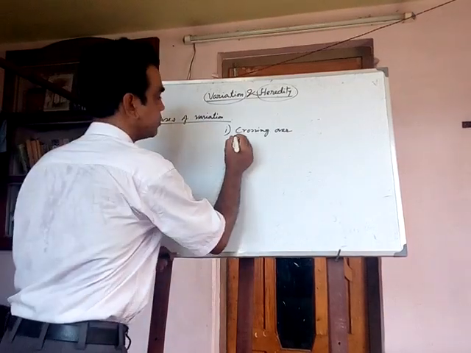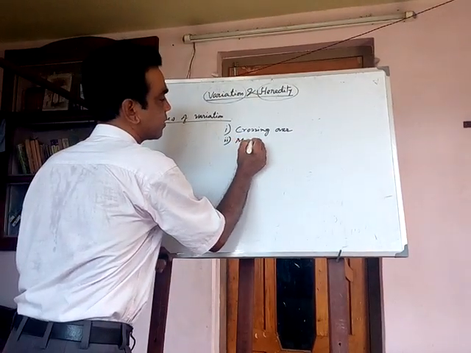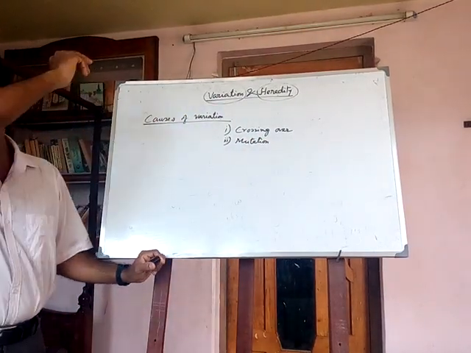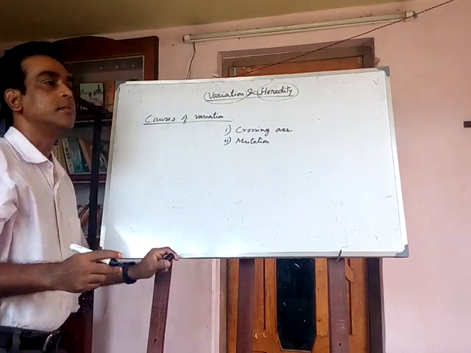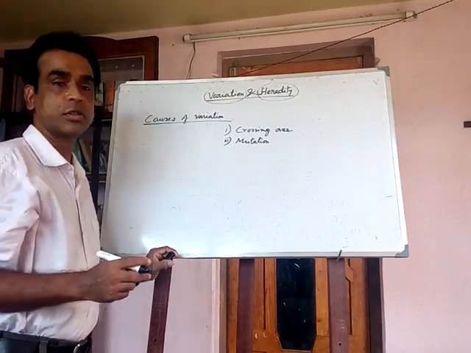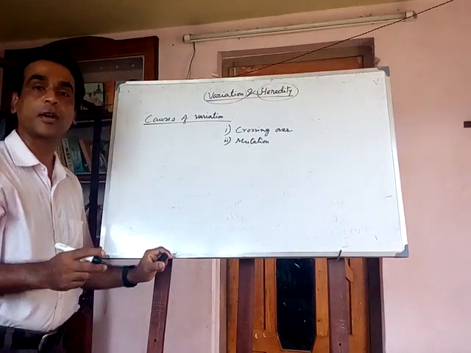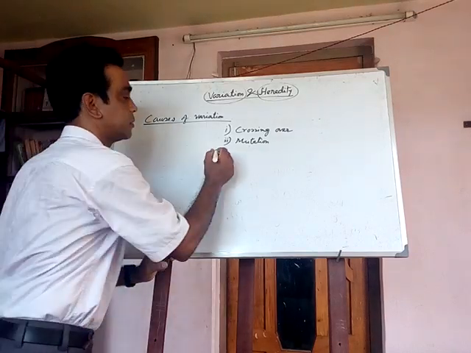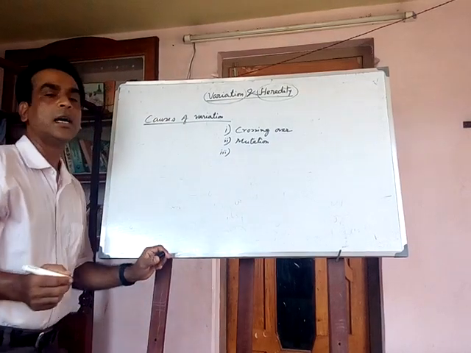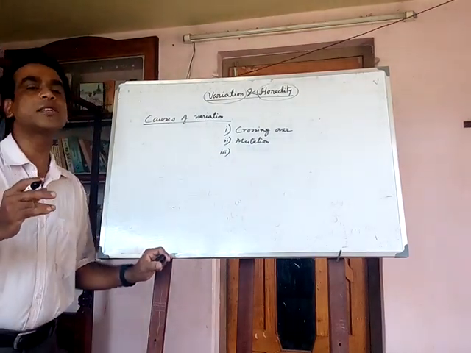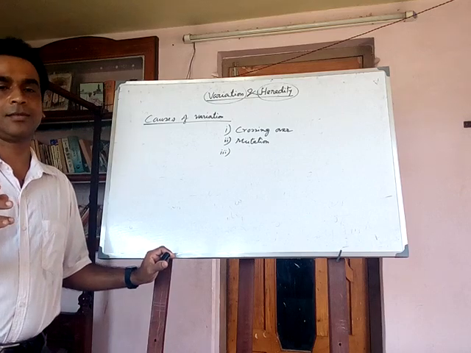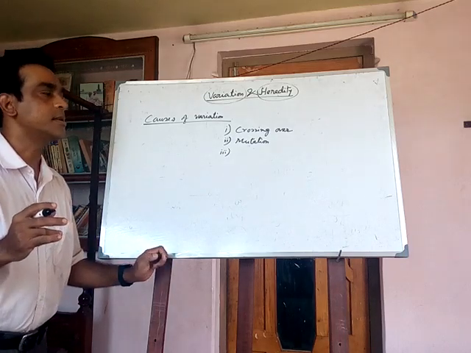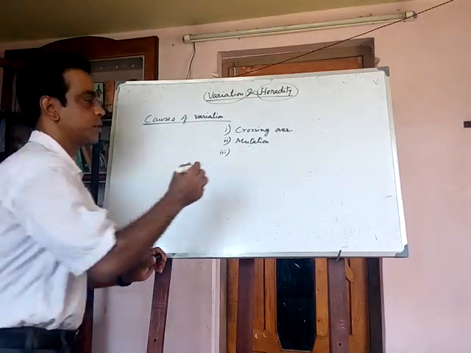Two, mutation. When the mutation takes place in the germ cells or the zygote of the formation of organisms, then the variation takes place. And three, the haphazard combination of chromosomal structure. The chromosomal structure is combined haphazardly at the formation of zygote.